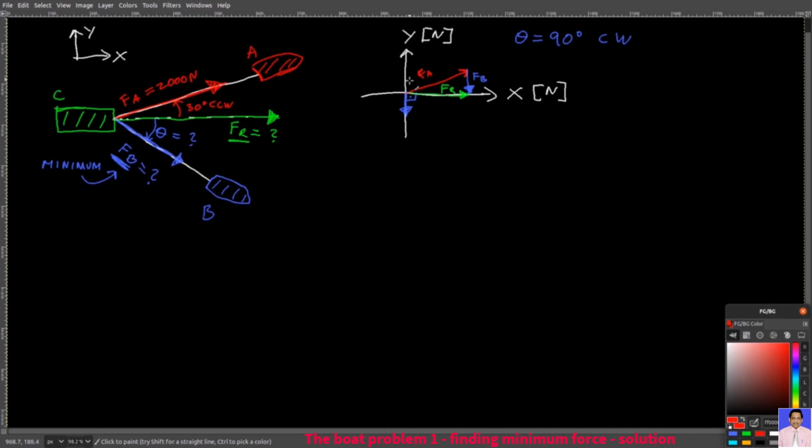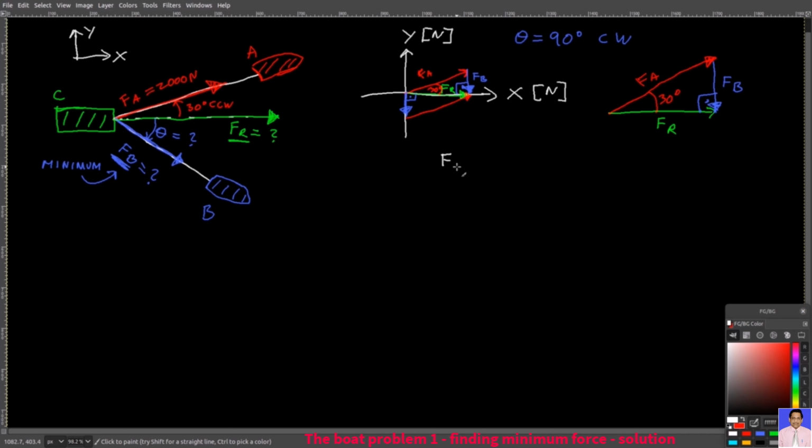Again, I'm going to take this FA vector and I'm going to shift it here. You know that this here, it's 30 degrees. And so here you have 90 degrees. And so essentially what you have is a right triangle here, where here you have 30 degrees. FB can be calculated very easily using the sine law.